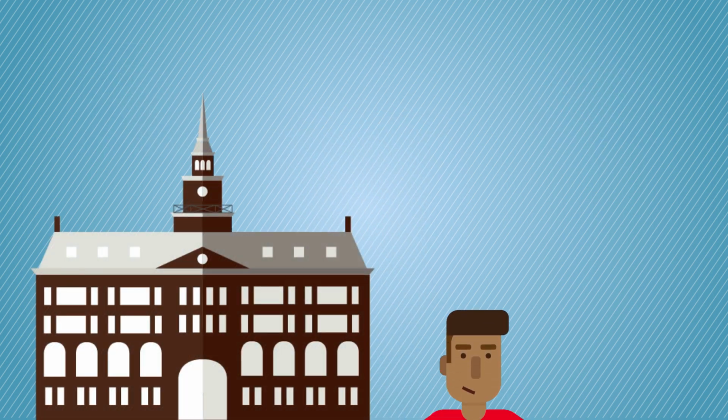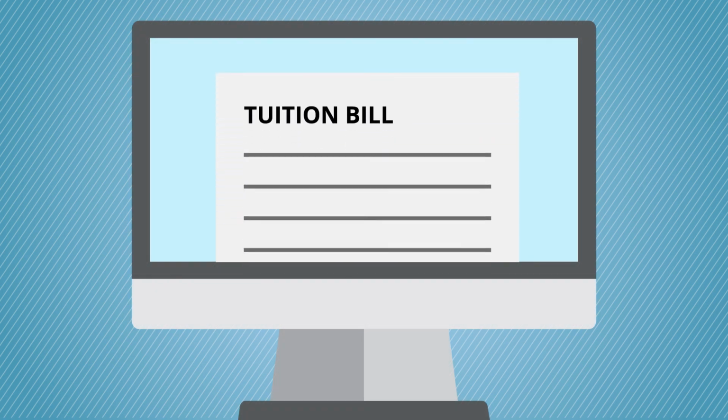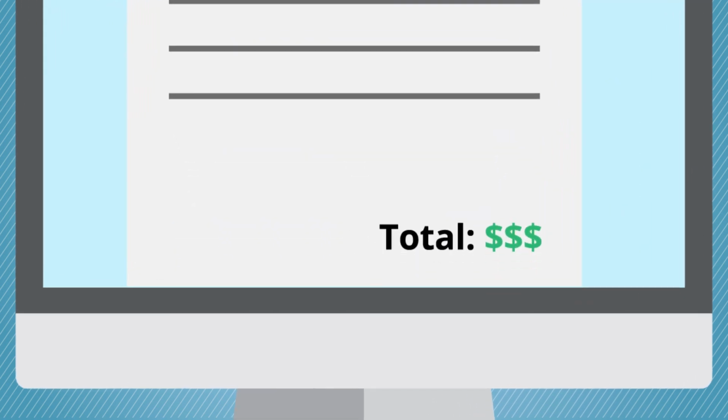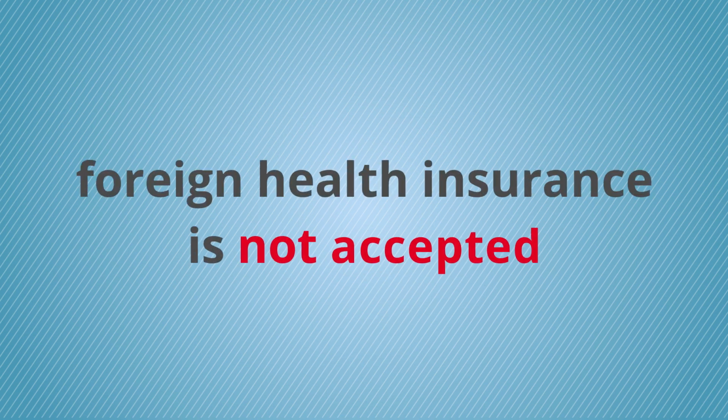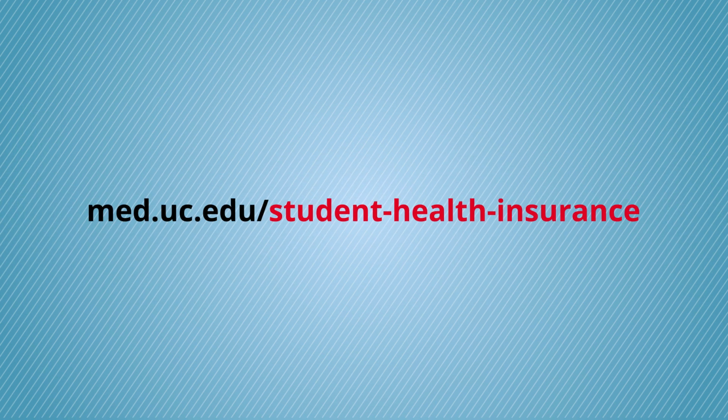UC requires that all international students enrolled at UC in F or J status carry health insurance. Enrollment in UC student health insurance is automatic at the time of registration, and the cost is included in your tuition and fee bill. You may request a waiver of the student health insurance plan, but no, foreign health insurance is not accepted. Check the Student Health Insurance website for details on the waiver requirements and process.